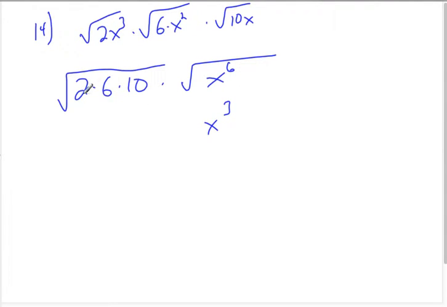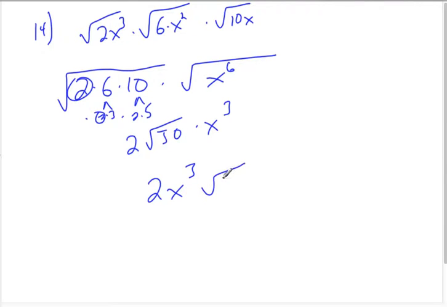And then under here we have a 2, a 2 and a 3, and a 2 and a 5. So the only pair we have is the two 2's here. So we end up with 2 times root 30. So put all this stuff outside the roots. We have 2x cubed times root 30, which is the final answer. Let's move to the next one.